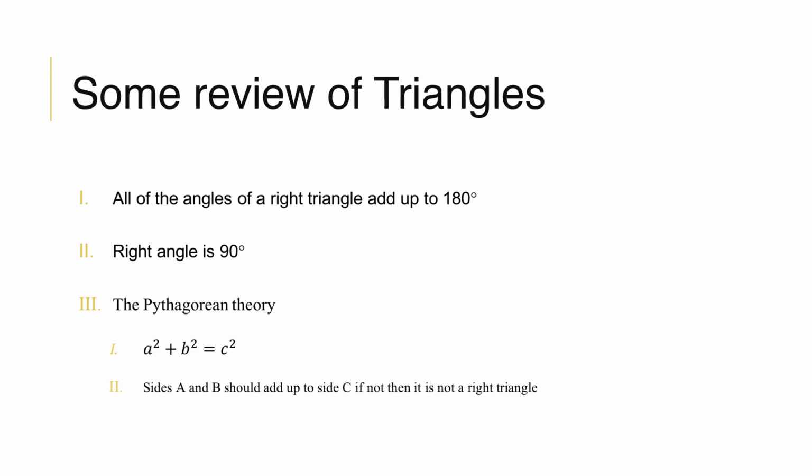Some reviews of triangles that we need to know before we get started: all of the angles of a right triangle should add up to 180. The angle known as the right angle is 90 degrees. And one thing that should be a review is the Pythagorean theorem, which is a squared plus b squared equals c squared, also known as x squared plus y squared equals r squared. Sides a and b should add up to c. If not, then it is not a right triangle.